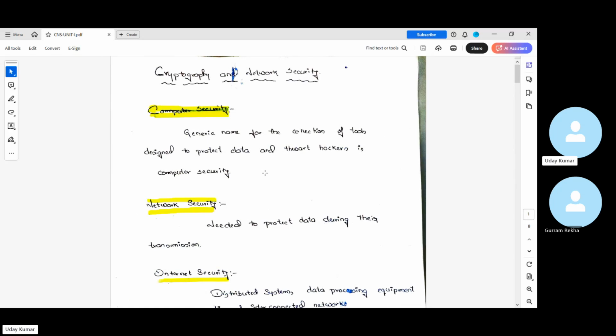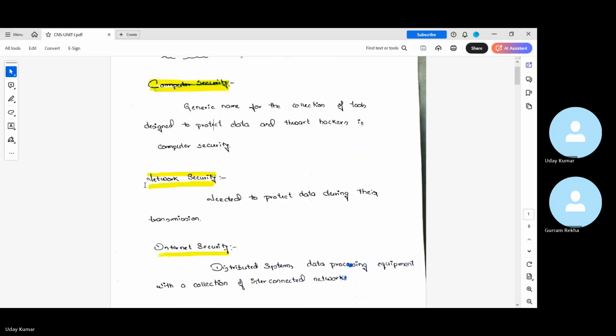So first, the cryptography and network security, students. As I mentioned in the class, this subject, cryptography and network security, is the first step of the cybersecurity analyst job. So all the basics are covered in this subject. Getting into the subject, the first thing is computer security. It is just a generic name for the collection of tools designed to protect data and thwart hackers. Obviously, you have to protect the data from the hackers, as mentioned in the heading here.